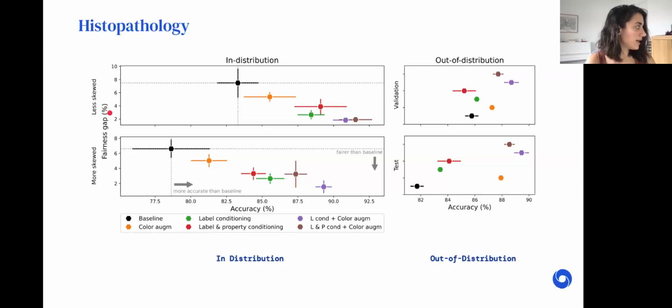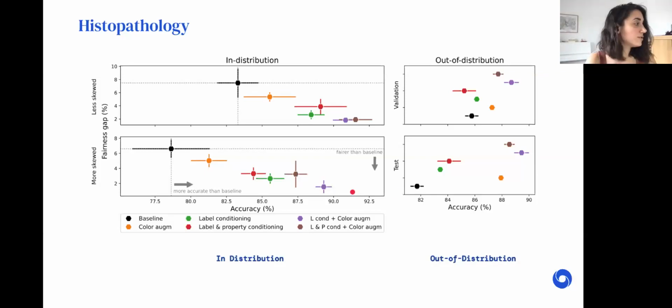On the x-axis, we are looking at accuracy overall, and on the y-axis, we are looking at the performance gap between the in-distribution hospitals, which we consider as our fairness gap. So the best place to be is the bottom right corner, where our model is more accurate than the baseline, indicated with the dotted lines, and is also fairer than the baseline on the y-axis.